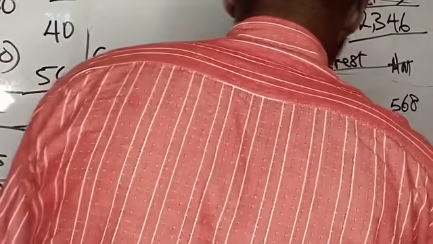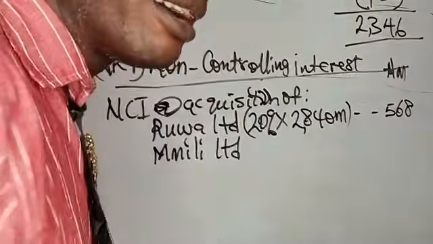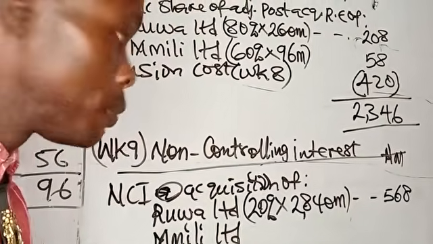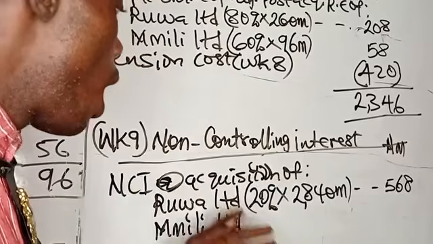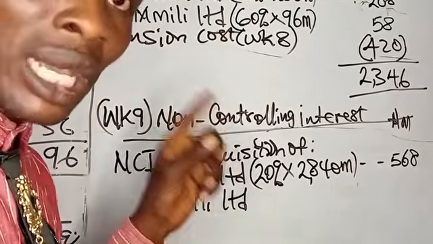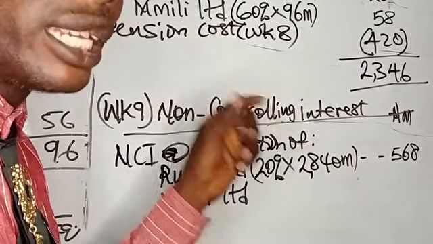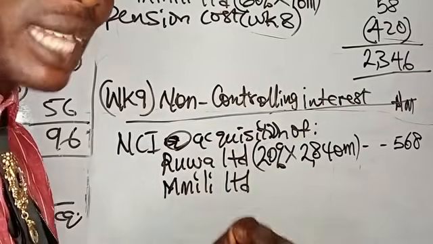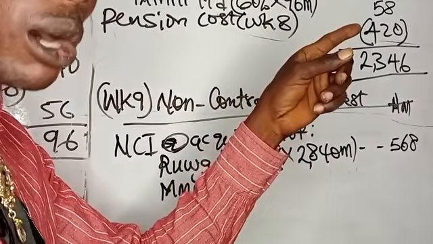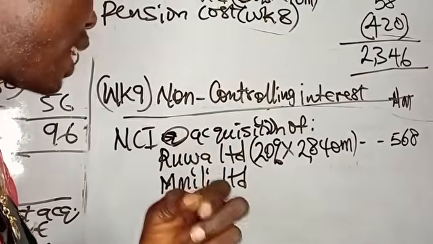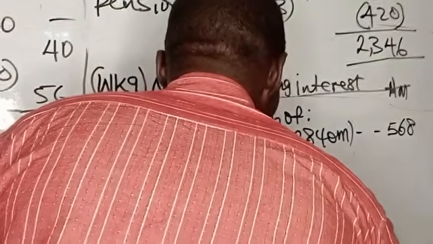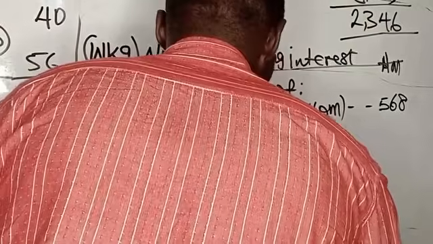Then on acquisition of Millie, remember, if you have gone through our first working in this question after the group structure, I determined the effective interest of OMI PLC in Millie Limited by multiplying 80% by 25%, which is indirect. We got 20%. Plus the direct holding of 40%, we got 60%. So the remaining 40% will be attributable to non-controlling interest.